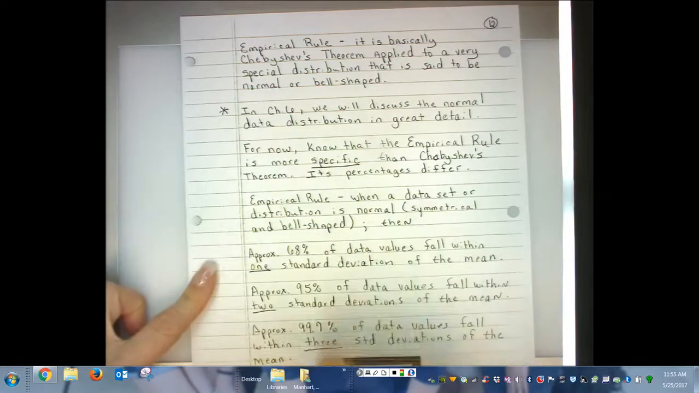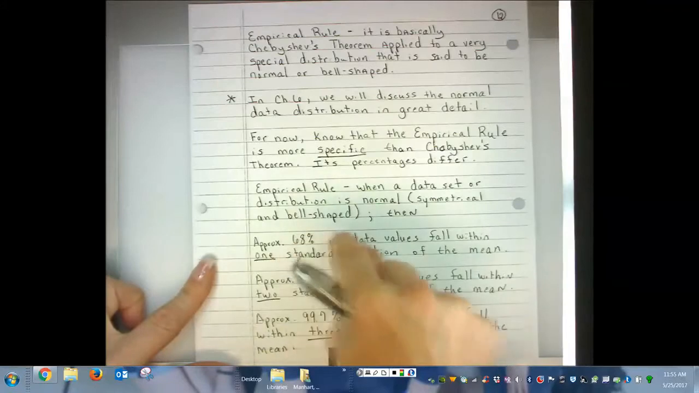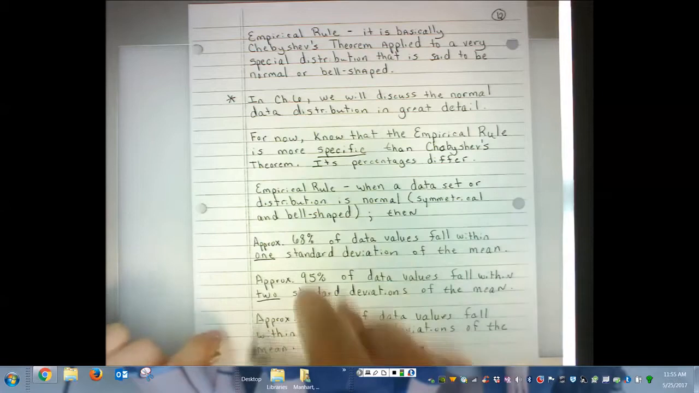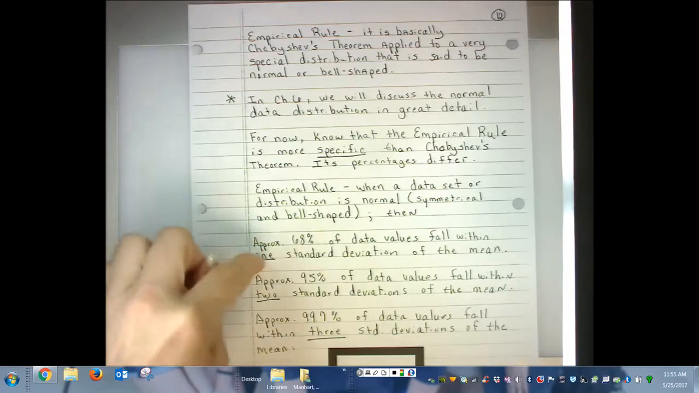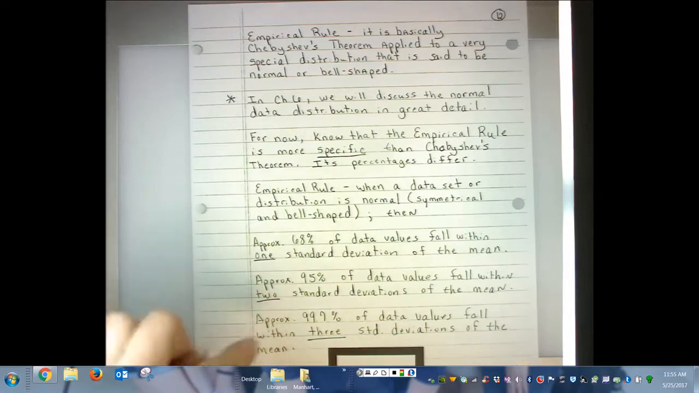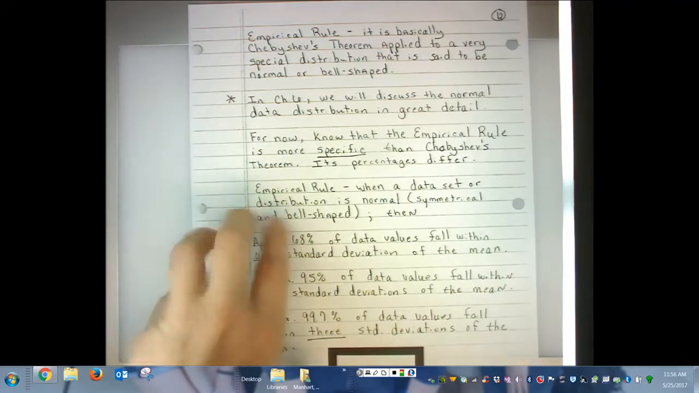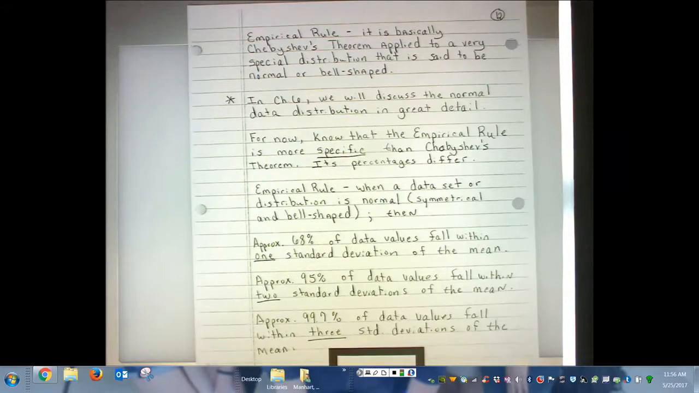These are the 3 percentages guaranteed in the empirical rule. If you have a data set, approximately 68% of the data values will fall within 1 standard deviation of the mean. Approximately 95% of the data values will fall within 2 standard deviations of the mean, and approximately 99.7% of the data values will fall within 3 standard deviations. And this talks about 1 above, 1 below, 2 above, 2 below, 3 above, 3 below standard deviations. And those are the guaranteed percentages when it's a normal distribution, and that's the empirical rule. Way different from Chebyshev. And you'll see that in the next section.